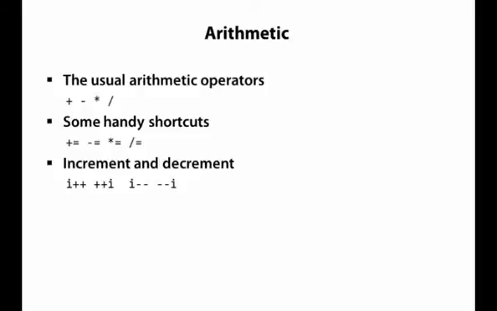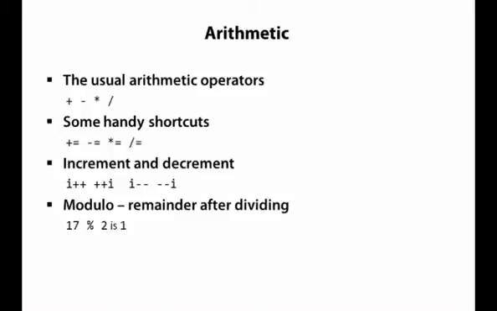I++ returns the old value of I and then increments it, whereas ++I increments I and then returns the new value. And the same for the decrement, I-- returns the old value of I and then decrements it, --I decrements I and then returns the new smaller value. Why would anybody care about this distinction or even want this operator? I'll show you that when we get to the demo.